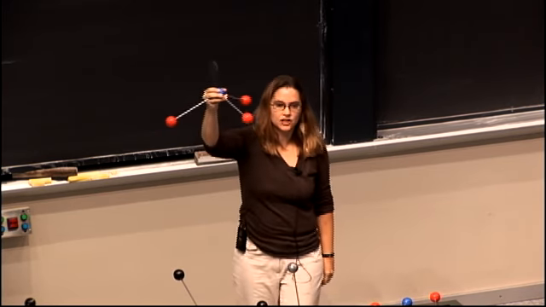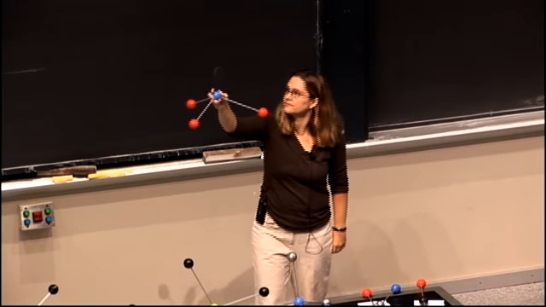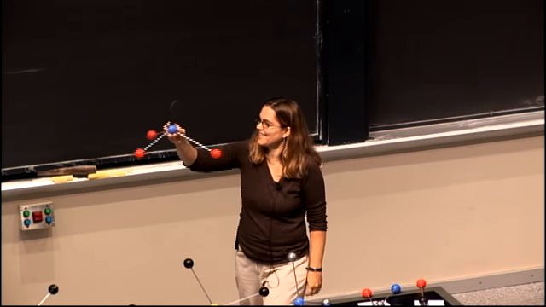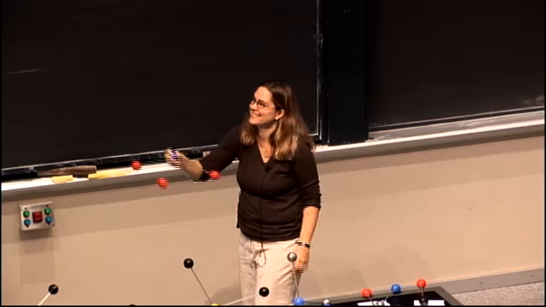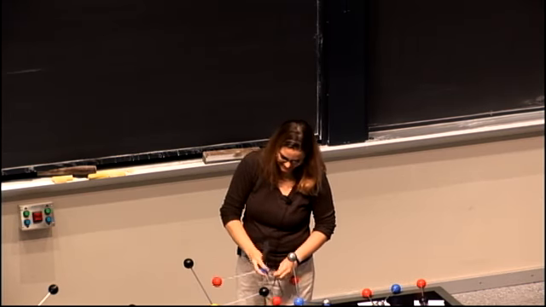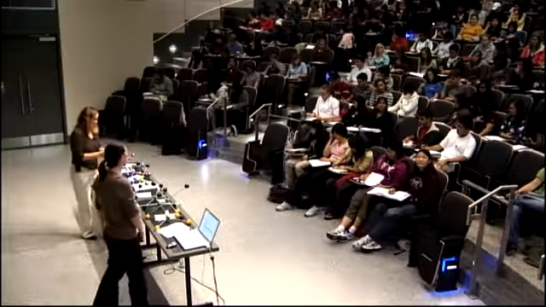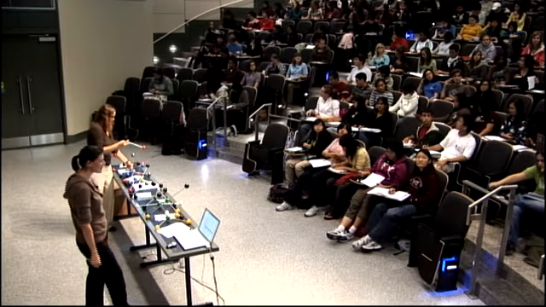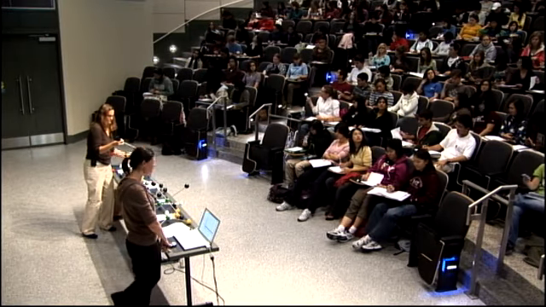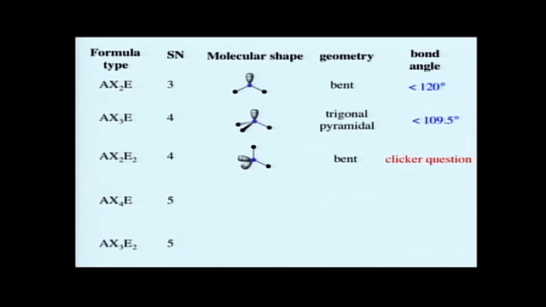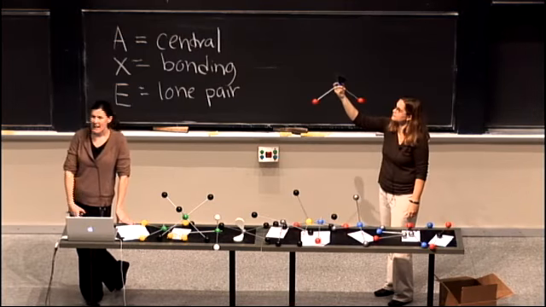So what would the angle of this be? I think I heard it. I think so too. All right, less than 109.5. Let's take another example, AX2E2. This is also bent. So again, we told you the geometry, tell us what the bond angle is going to be between these bonds. So let's take 10 seconds on this.